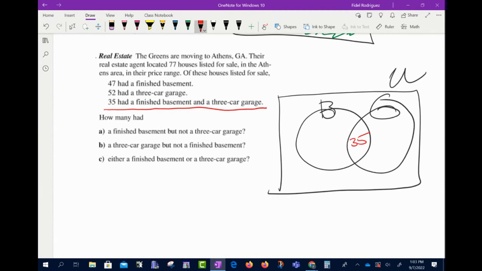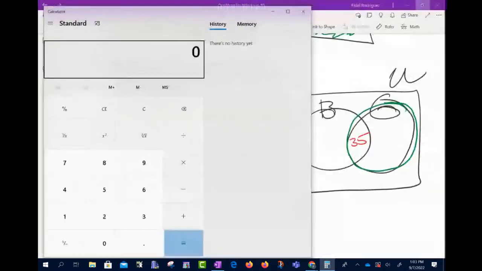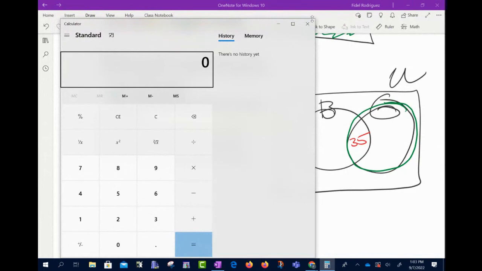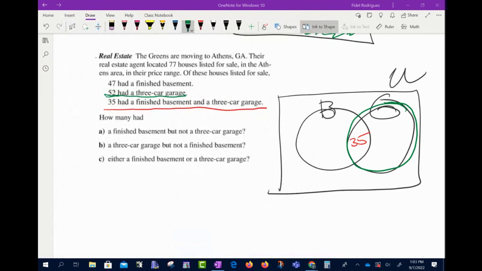Okay. Now, the next part I'm going to look at is this 52 had a 3-car garage. Now, y'all, what that means is that everybody inside this circle has to add up to the number 52. But inside there, I already have what number? Okay, so this is what we're going to do. We are going to subtract, right? But anywho, 52 minus 35 is leaving us with 17. Very good. So right here, y'all, we're going to put the number 17.